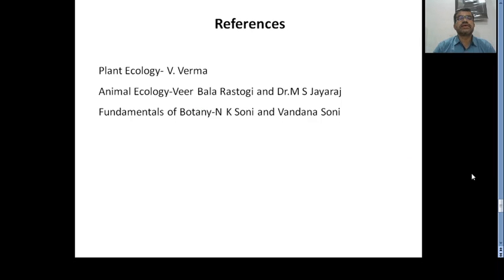And the references are Plant Ecology by V. Verma and Fundamentals of Botany by N.K. Soni and Vandana Soni, which will give a lot of information on this ecological grouping. If you want more information on these ecological groups, you can refer to these books and you can make a small note of it from the point of view of examination. I hope this information has reached you and it will be very useful in the examination.